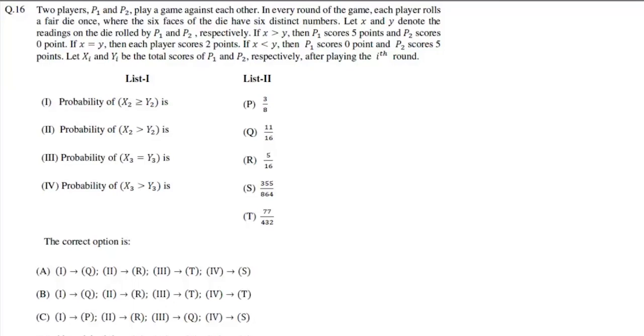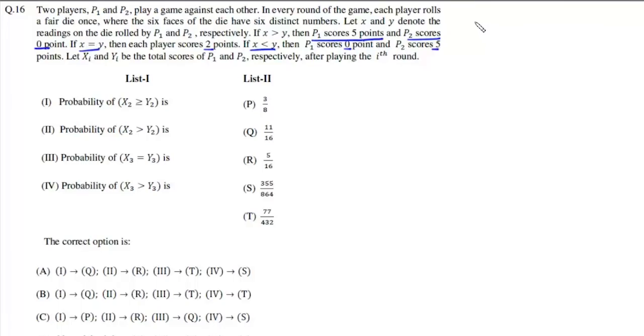And this question says 2 players P1 and P2 play a game against each other. In every round of the game, each player rolls a fair die once. When the 6 faces of the die have 6 distinct numbers, let X and Y denote readings on the die rolled by P1 and P2. If X is greater than Y, P1 scores 5 points and P2 scores 0. If X is equal to Y, then each player scores 2 points. And if X is less than Y, then P1 scores 0 and P2 scores 5. Now let Xi and Yi be the total scores of P1 and P2 respectively after the ith round. Then we have to match these probabilities.